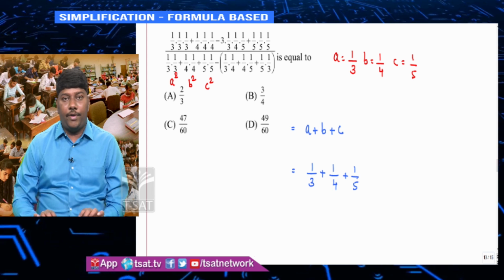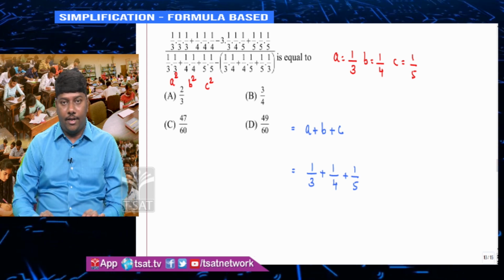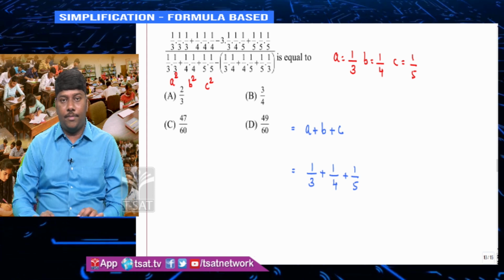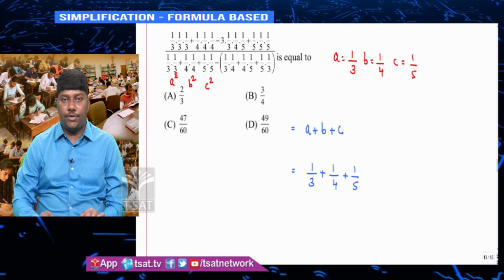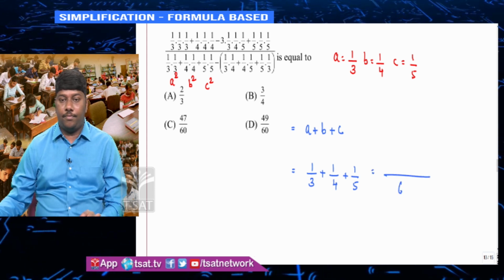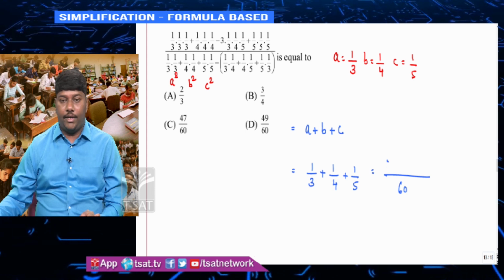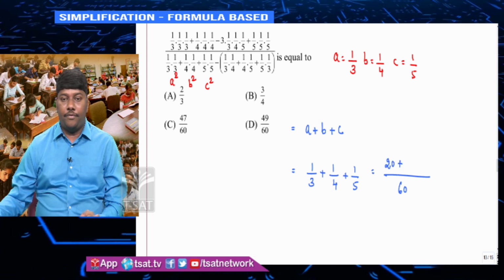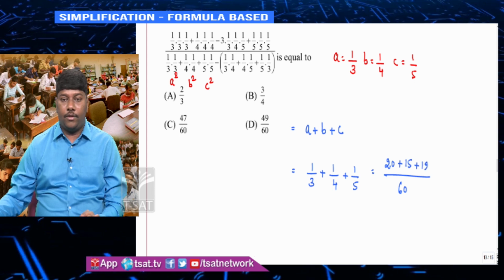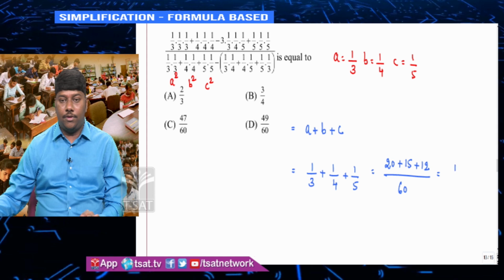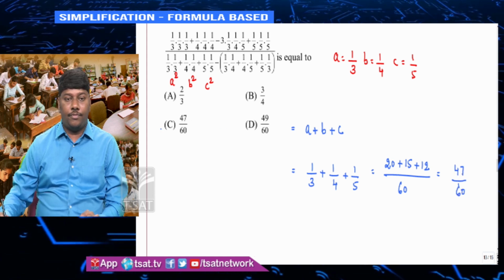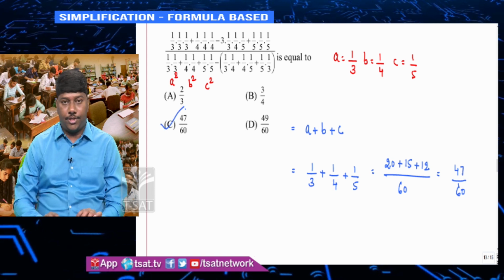It is in the form of A cube plus B cube plus C cube minus 3ABC divided by A square plus B square plus C square minus AB minus BC minus CA, which is equal to A plus B plus C. Take the LCM as 60. 4 into 5 is 20, 3 20s are 60, 4 15s are 60, 5 12s are 60. Therefore, it's going to be 47 divided by 60. So the answer is 47 divided by 60.